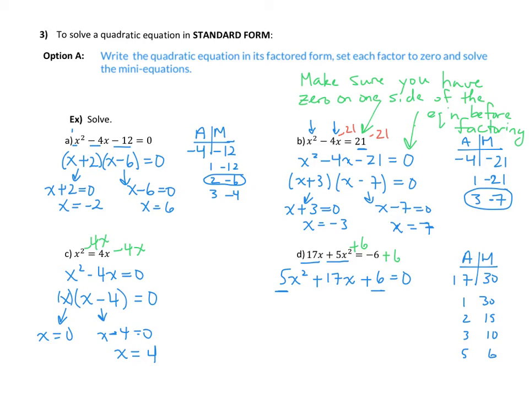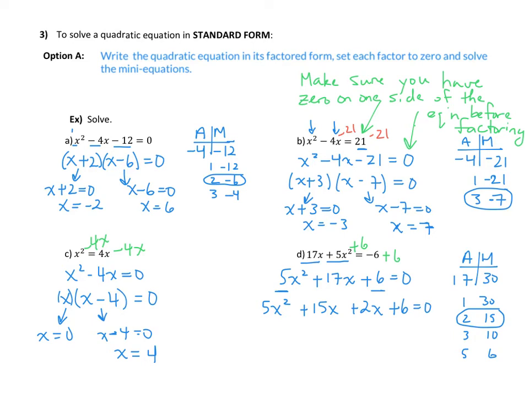I'm multiplying to a positive, so they have the same sign, and they're both going to be positive because I'm adding to a positive. And our combination that works is right here. This one, we cannot go directly to the factored form because it's not a 1x squared. I am going to put the 15 with the 5x squared. So 5x squared plus 15x plus 2x plus 6 equals 0.